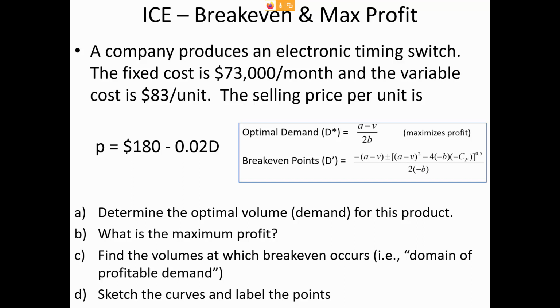All right, so I'm going to pause for a moment and give you a chance to try plugging these numbers into the formulas that are on the screen there. Solving for D star, finding the maximum profit amount, and then D prime, the domain of profitable demand. Of course, I'll break back in after I give you 5 or 6 minutes to begin your calculations. I'll break in and show you the solution.